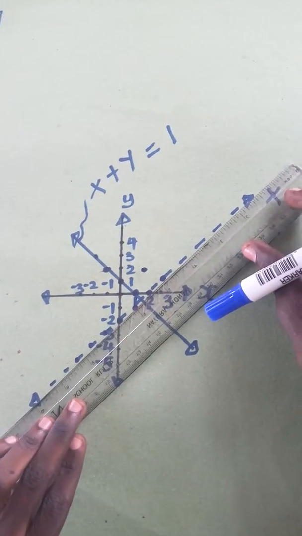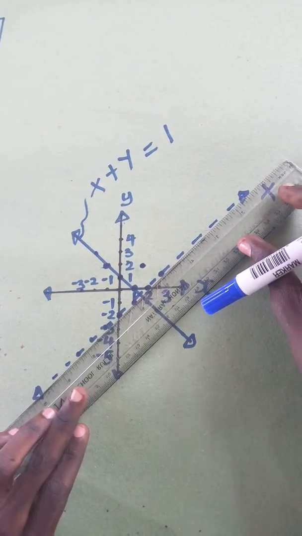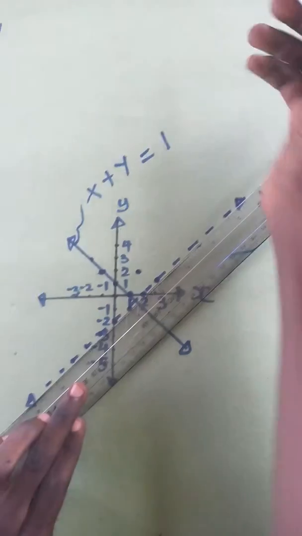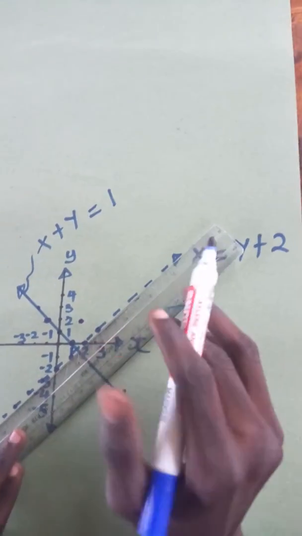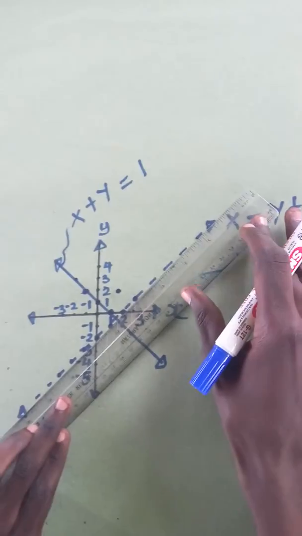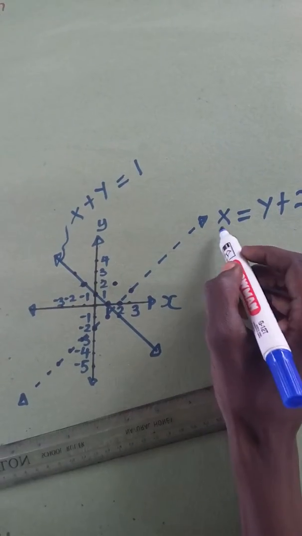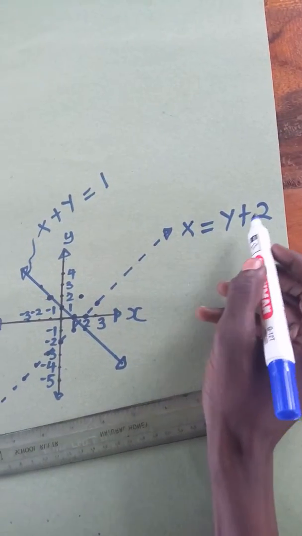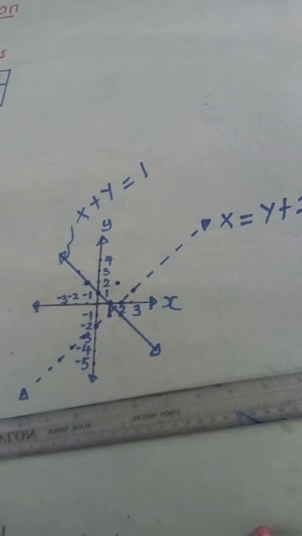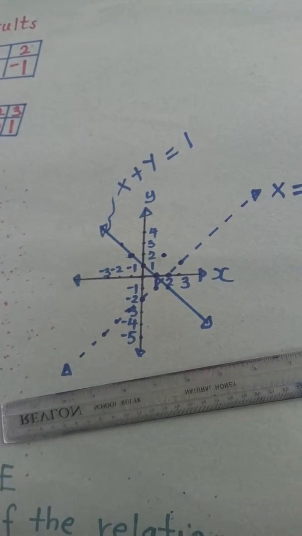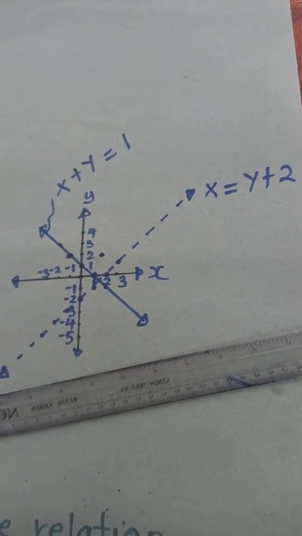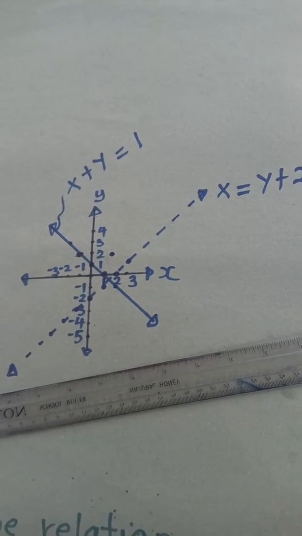So this is a dotted line because it is obtained from x is greater than y plus 2. So this is the graph of x equals y plus 2. We are going to take corner points so as to determine the region that satisfies our relation.